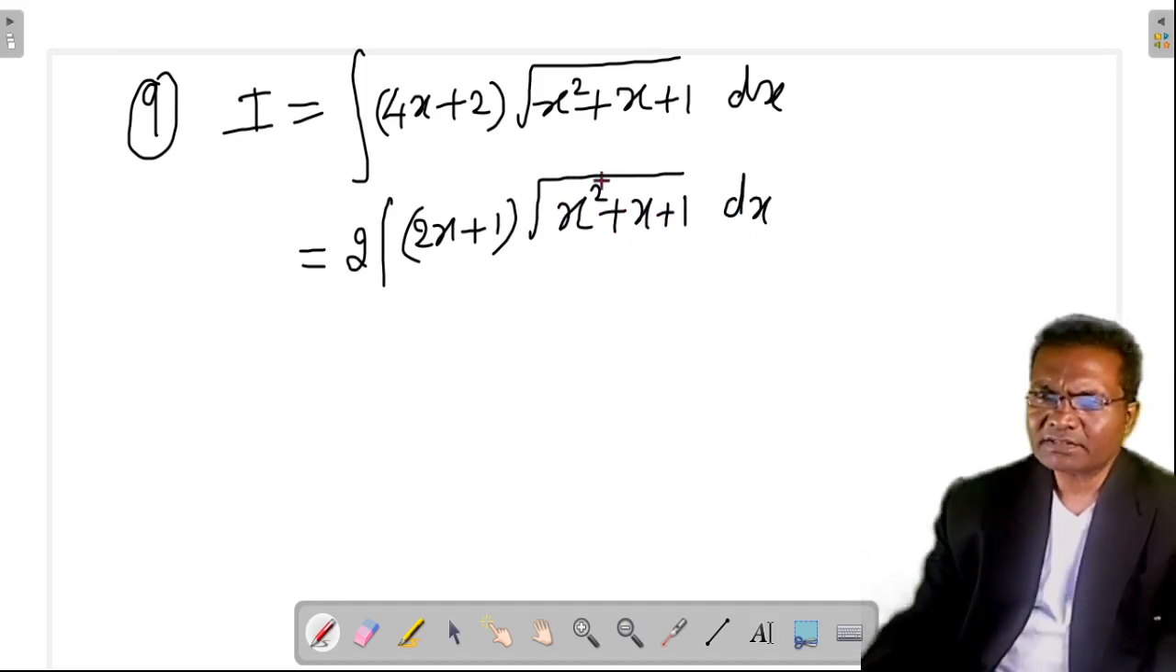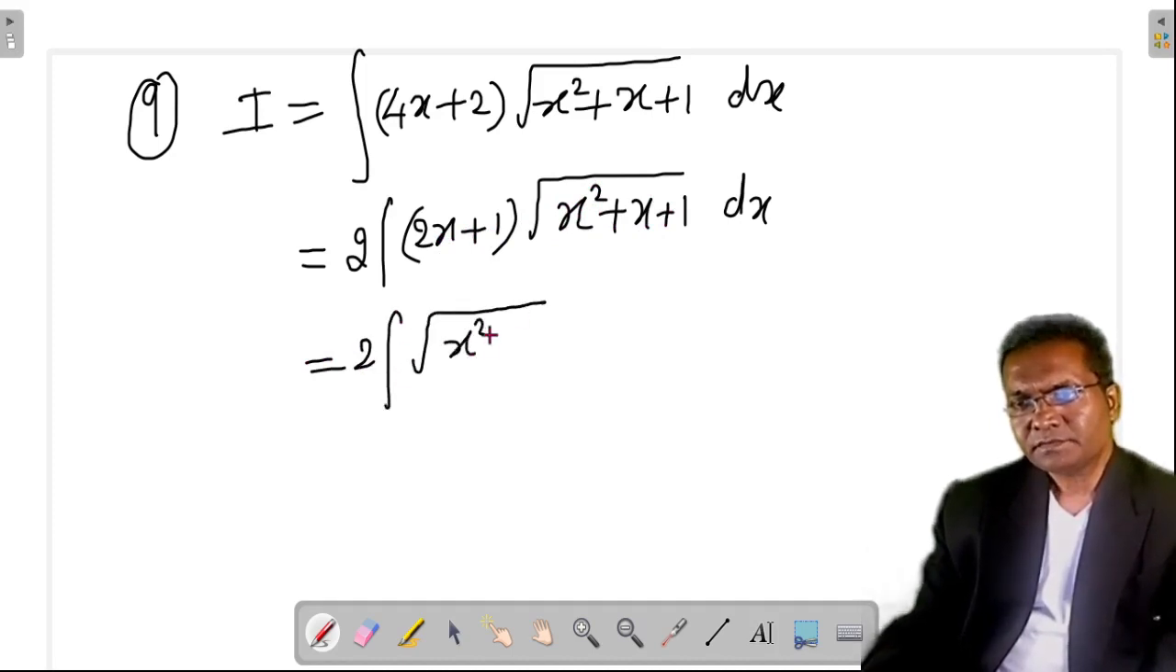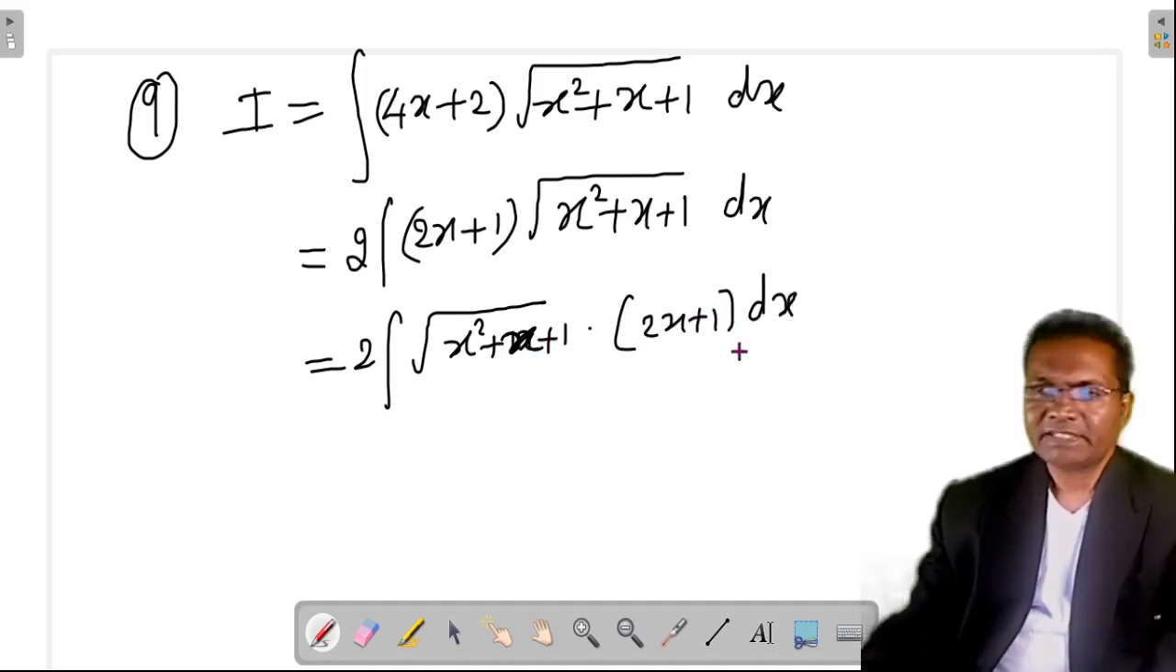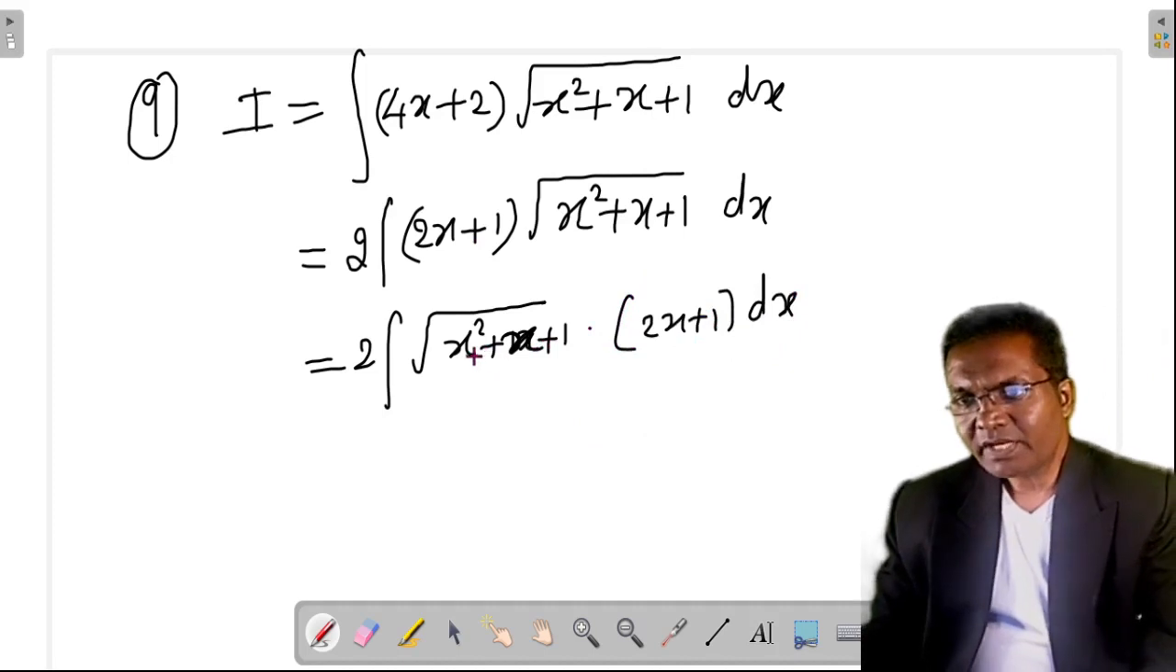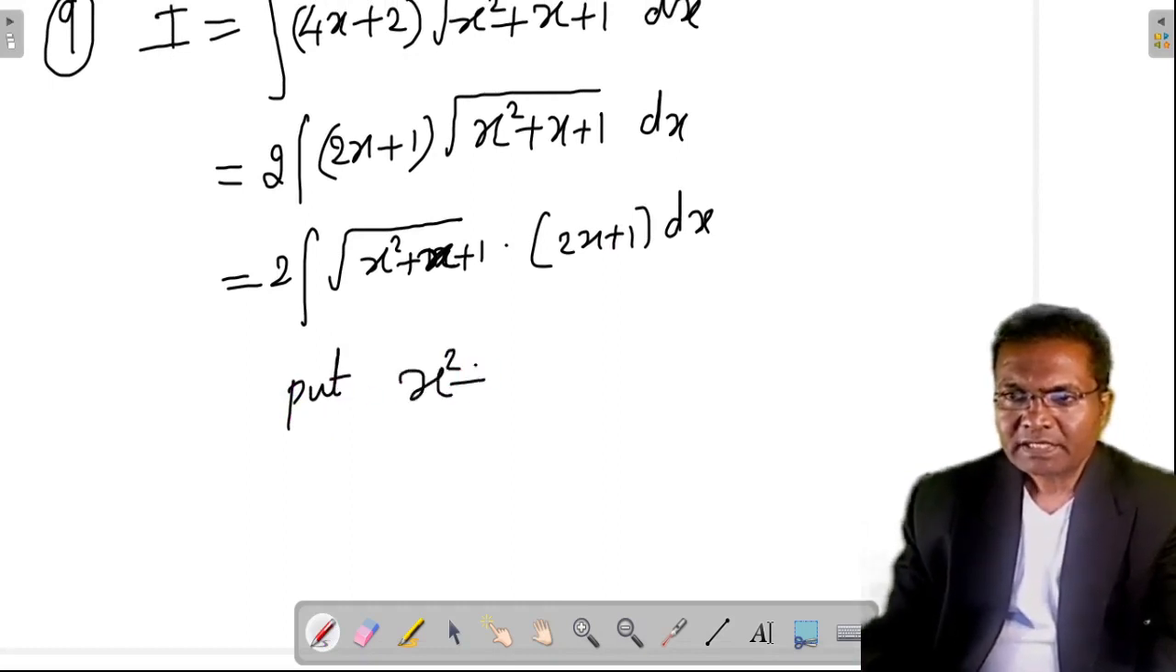Now clearly look at this. What is the derivative of this? Derivative of x square is 2x and derivative of x is 1. So clearly its derivative is here. So I can write it as 2 into root of x square plus x plus 1 into 2x plus 1 dx. Okay, so its derivative is here. Substitute. So put x square plus x plus 1 is equal to t.